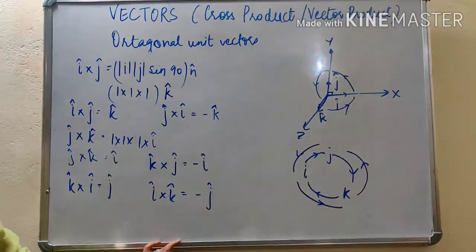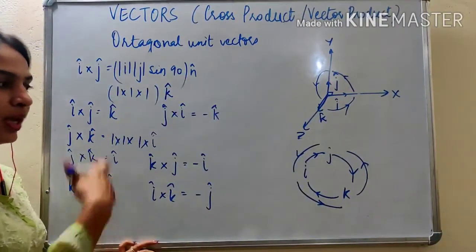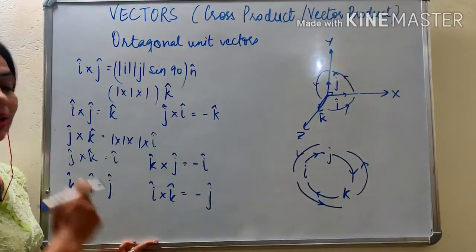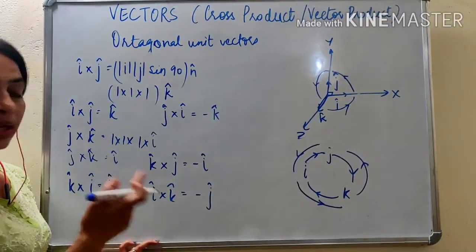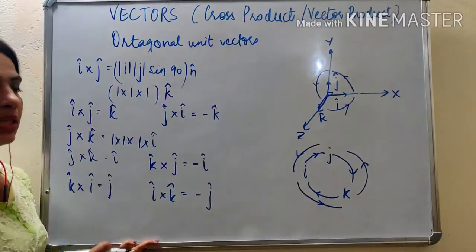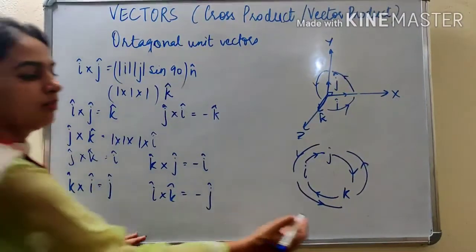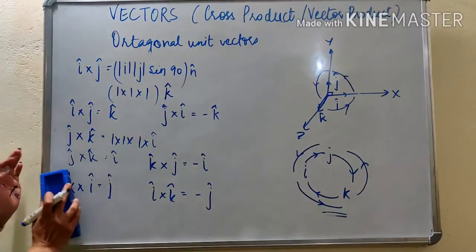Okay? Right? So, if you go in the clockwise direction, you get the next vector with a positive sign. If you go in the anti-clockwise direction, you get the next vector with a negative sign. So, orthogonal unit vectors are easy to understand with the help of this diagram, and they will be very useful also. Right?